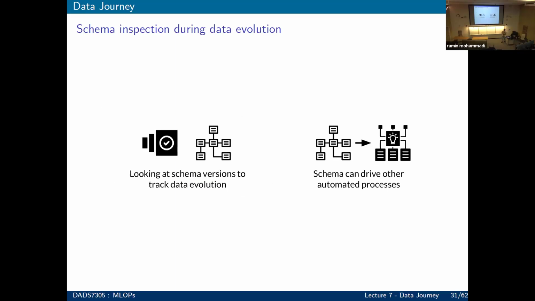Now, when you are looking at data schemas, you need to also do version tracking. Okay, I'm going to talk about why. Simple answer: if you have a schema which is changing across time, you need to track it. So you need a schema version, like a version control.